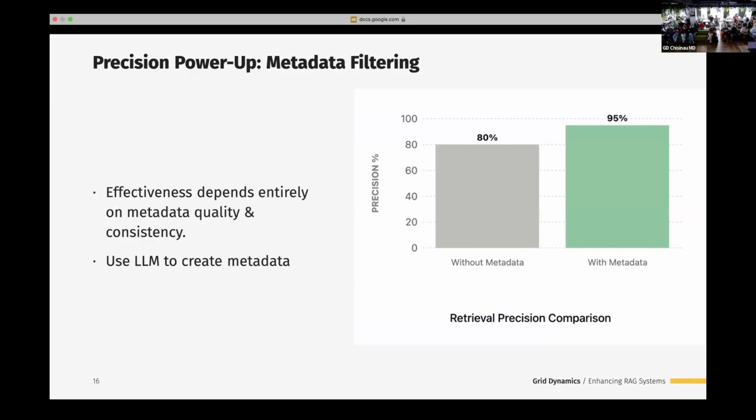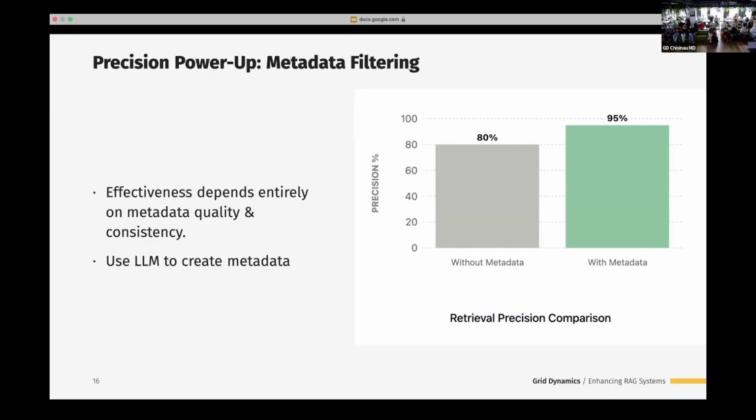A very important key aspect is that all this metadata depends on how good its quality is and how consistent it is. So why is this important? Because if the metadata is wrong, then you cannot know it's not correct. This means that all the filtering will go wrong. So just a small tip: use LLMs to create the metadata. This can help, but make it human verified so it will be correct.